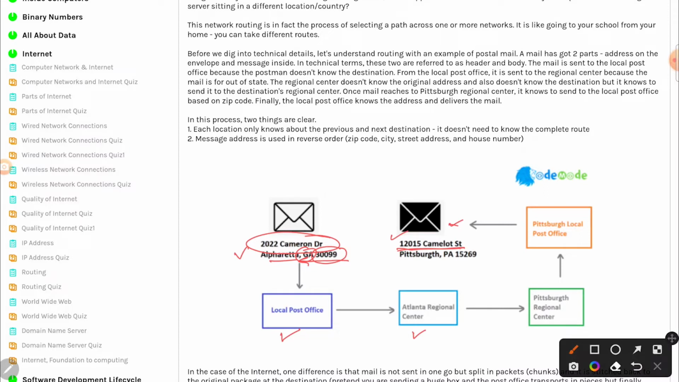So two important things. One is that each location only knows the previous one and the next one. That's it. The second thing is the address is read the other way around. The most important part is the zip code and the state actually, and accordingly the mail is processed. Now if you understand and remember this, understanding routing in a computer network or the internet becomes very, very easy.